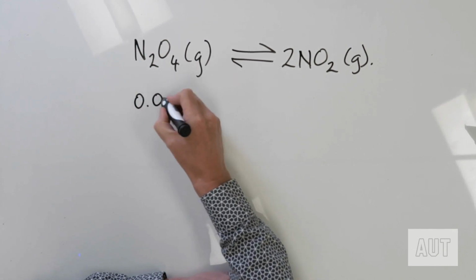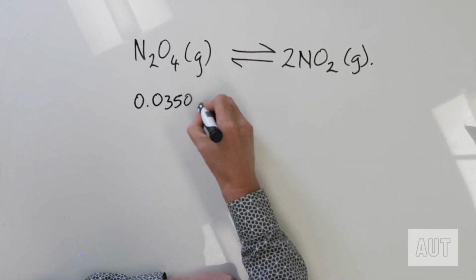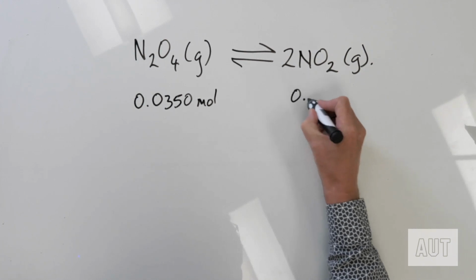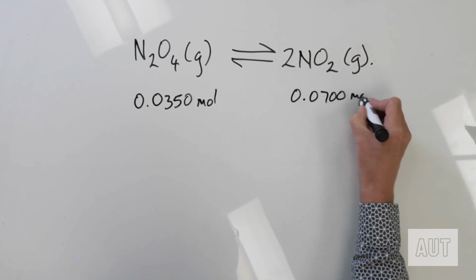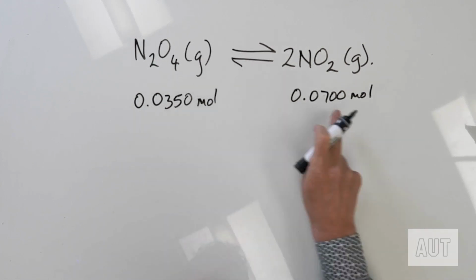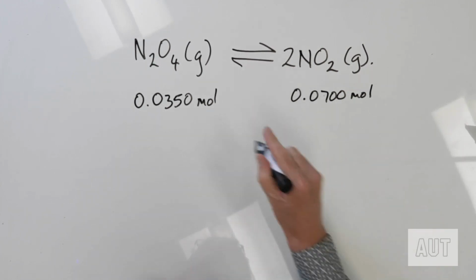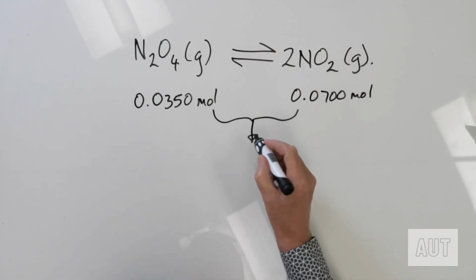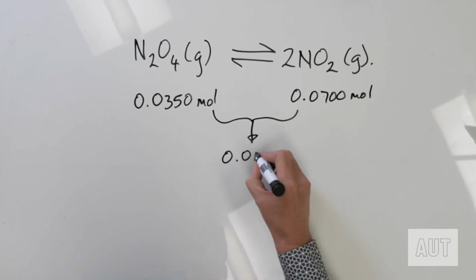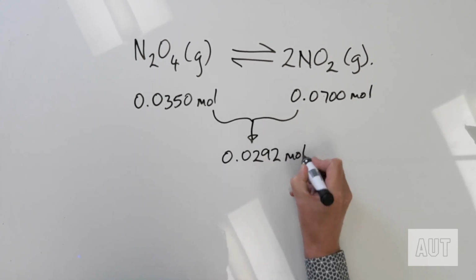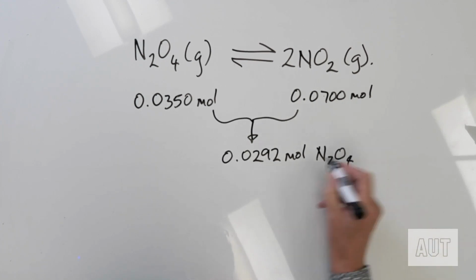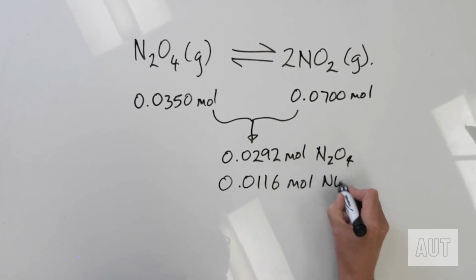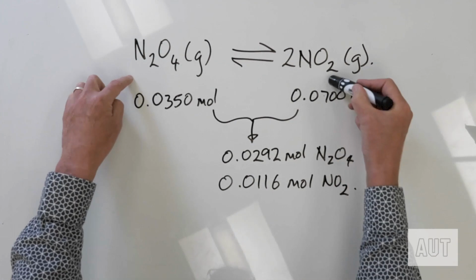So for example, if you started with 0.0350 mole of N2O4 in a litre, or if you started with 0.0700 mole of NO2, twice the number of moles of that, in a litre, it wouldn't matter which side you started on, because at the end, what you're going to have is 0.0292 mole of N2O4 and 0.0116 mole of NO2.